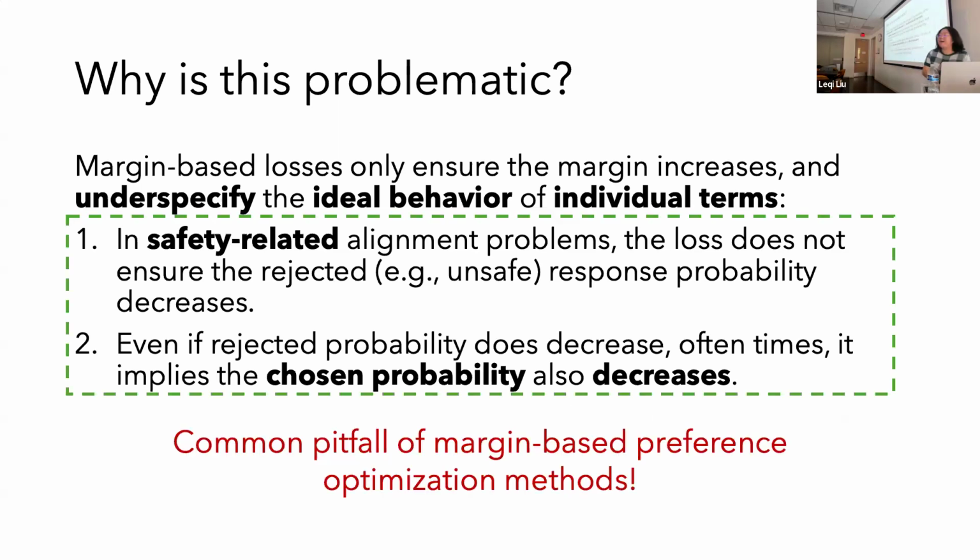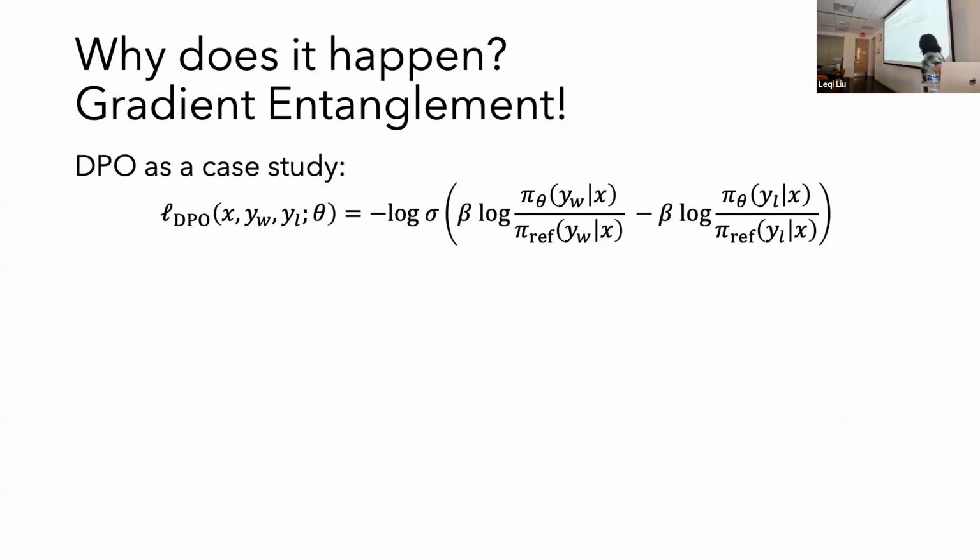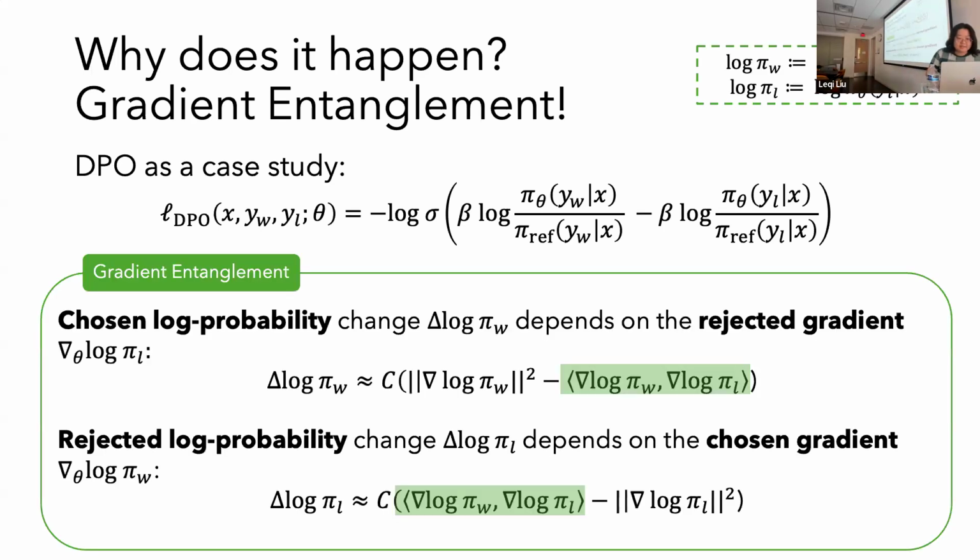So why is something like this happening in all the algorithms we've seen? Let's just take DPO as a case study, and I will use 2 minutes to go over this and we can end very soon. I have the DPO loss for a particular sample like this. The shorthand we will use is log pi w, the log probability of the chosen response, and log pi l, the log probability of the rejected response.